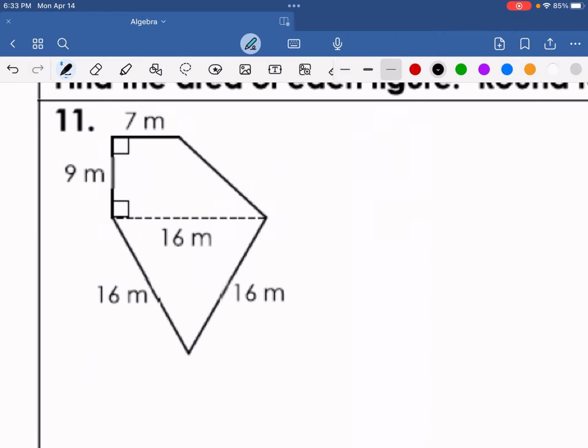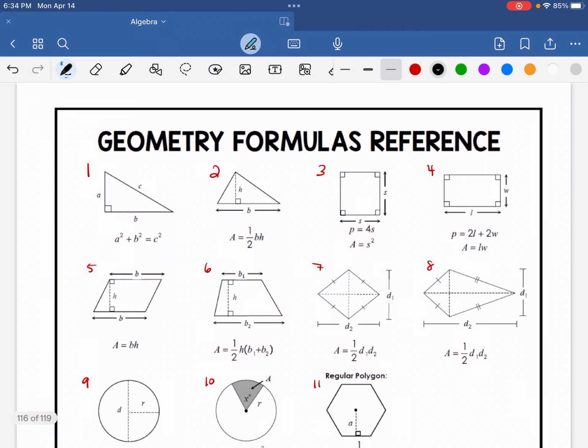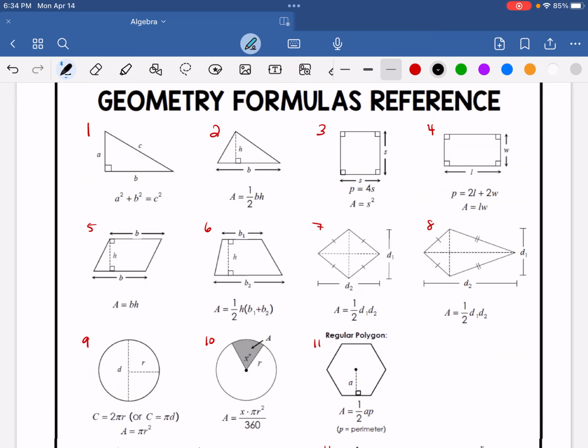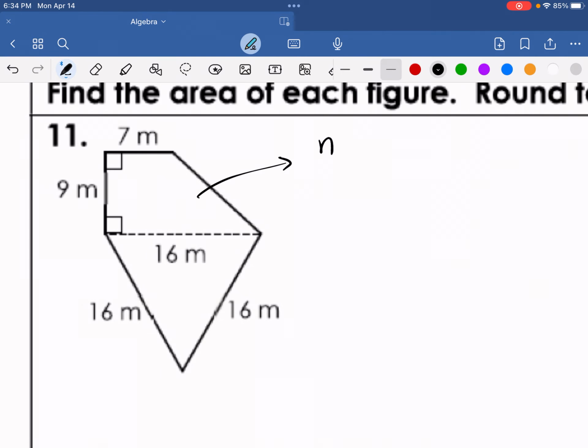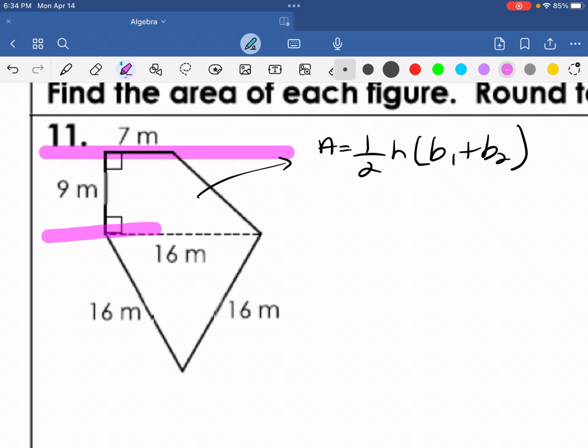Okay, so for this one, it basically means you have two shapes, and then you add them together. The shape at the top is a trapezoid. So you would want to use the formula number 6, and then we have a triangle, number 2. So we are actually using these two right here. All right, so let's go back. For a trapezoid, we're using area equals 1/2 height times base 1 plus base 2. Again, the bases are the ones that do not cross. So 7 is never going to cross with this 16, even if you make it longer. So that's base 1 and base 2.